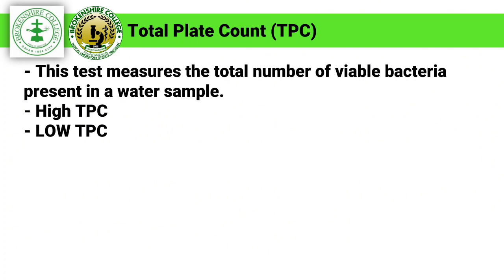Next is the total plate count, or TPC. This is the test that measures the total number of viable bacteria present in the water sample. A high TPC could indicate poor water quality and the potential presence of pathogens, while a low TPC could indicate good water quality and a lower potential for the presence of pathogens.